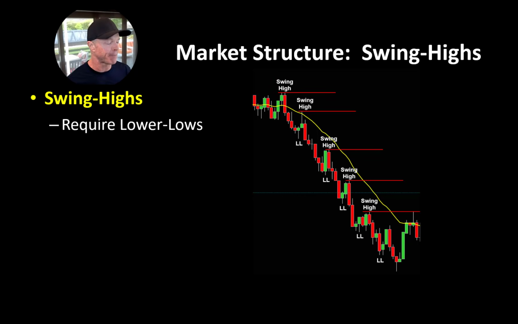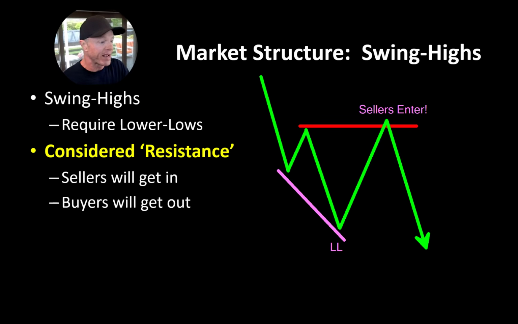The first step in learning structure is to learn about what we call swings. In a bear market, swing highs are made after price makes a new lower low. Swing highs are considered resistance, and resistance is where bears get in and buyers take profit. Remember that. Swing highs are where sellers look for entries in most situations.